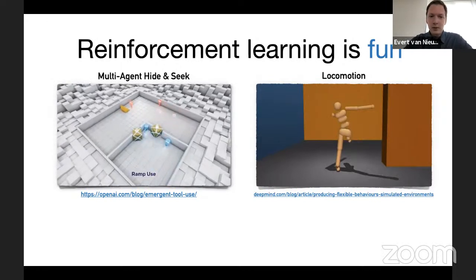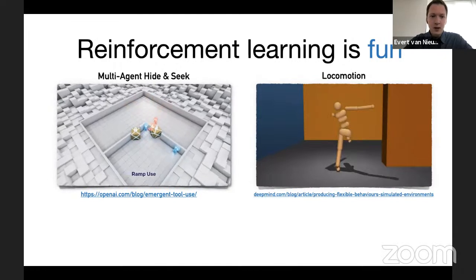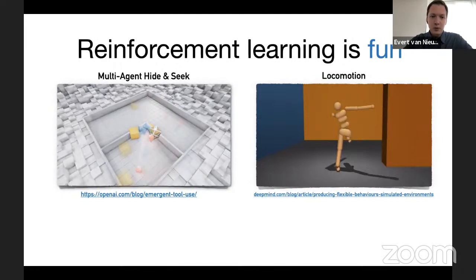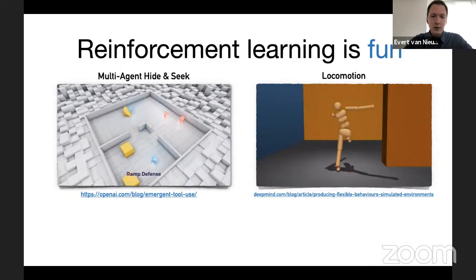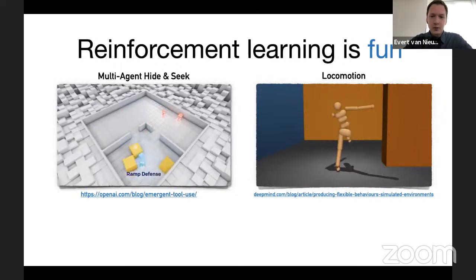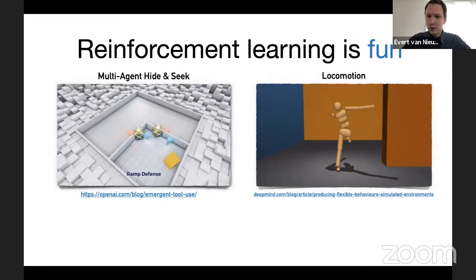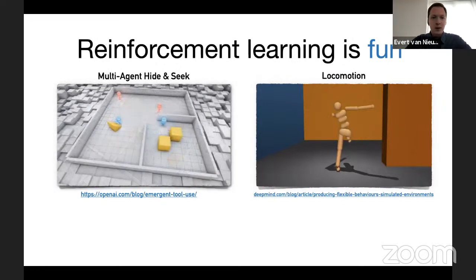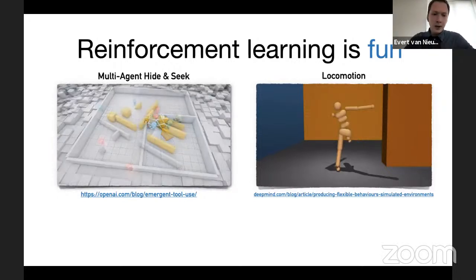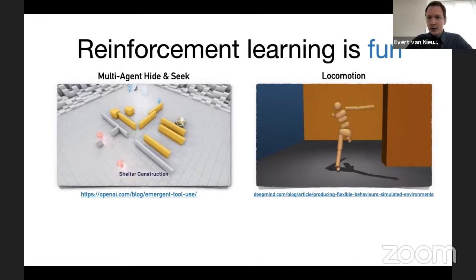And they start to figure out by themselves that they can position these blocks to block the door. Then once they do that, the red players find out they can use the ramp, and then the blue players find out that they should first put the ramp in their camp. And really all of this cooperation and these discoveries are driven only by this reward signal that we'll come back to later. And I think this, for me, captures the idea of reinforcement learning.